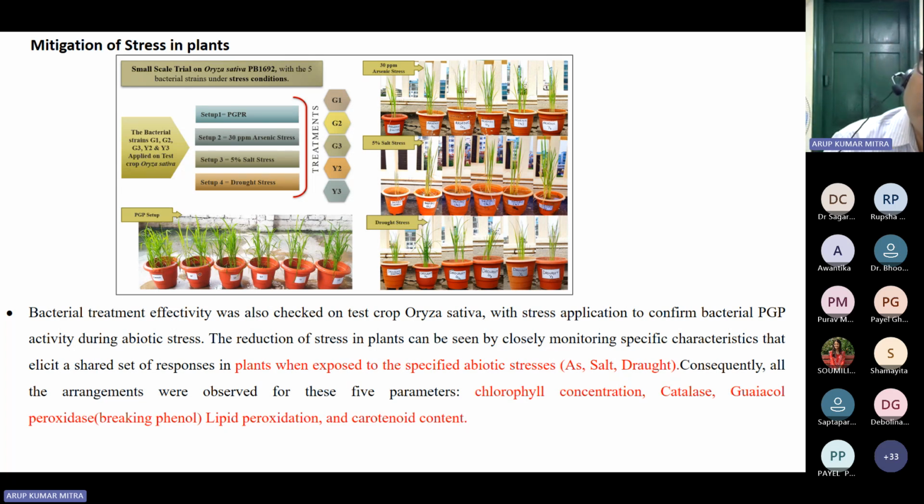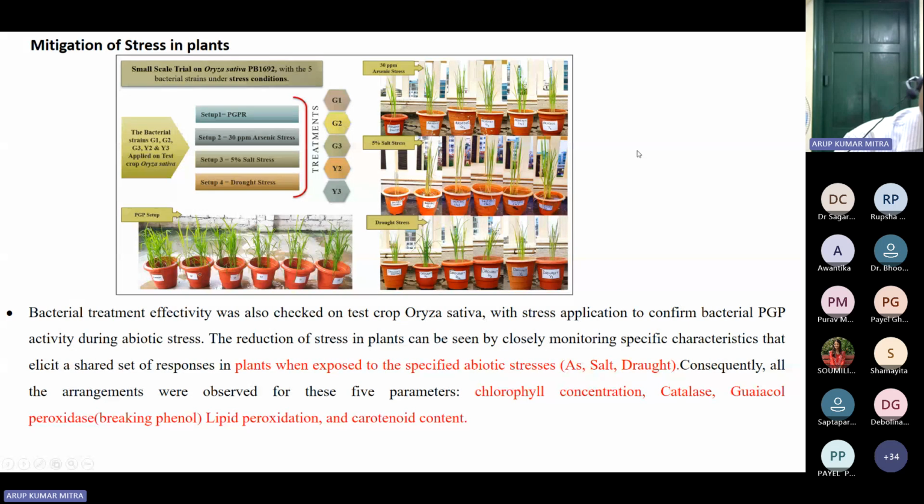And here we used all the 5 consortia together, not Y2 and Y3 as in the previous case, just to see whether they are making the plant stress resistant. Except for drought stress, we see that particularly with arsenic and salt, they were growing very well. Though these are short-term tests where we used all the 5 bacteria together under different types of stress, and we didn't use multiple stresses at the same time but individual stress for individual setup, the result was really good.